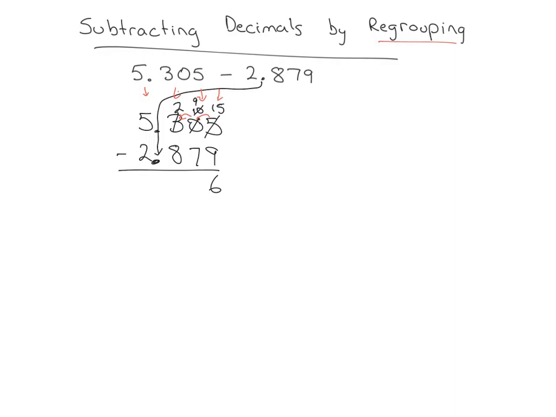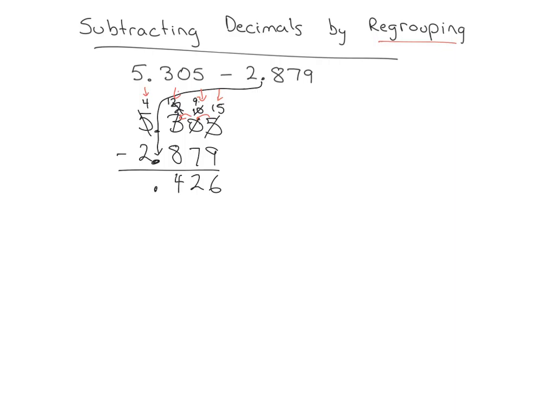Now my hundredth spot, I have 9. I'm subtracting 7 from it, so that gives me 2. Now in my tenth spot, I'm trying to take 8 away from 2. Clearly I can't take 8 away from 2, so I need to regroup again. So here's what I'm going to do. I'm going to change this 5 in the 1 spot to 4, and that will give me 10 tenths. So that will now make this 2 into a 12. So I've got 12 subtract 8 leaves me with 4.